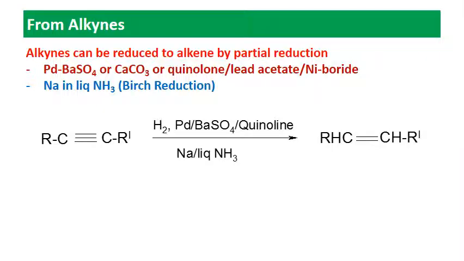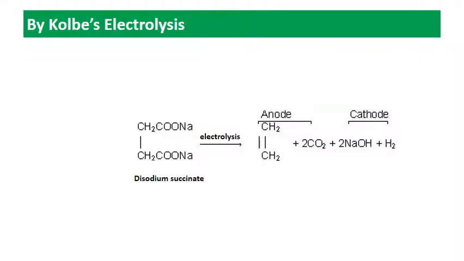The alkyne undergoes a partial reduction by using Lindlar catalyst or sodium in liquid ammonia, and we get the corresponding alkenes. So this is the reaction of partial reduction of alkynes to get the alkenes.